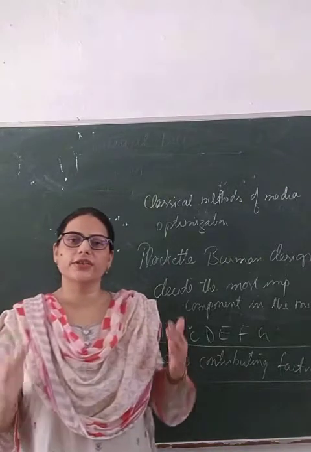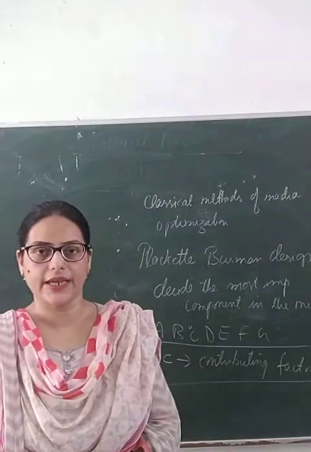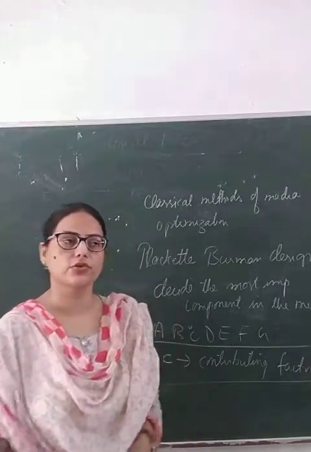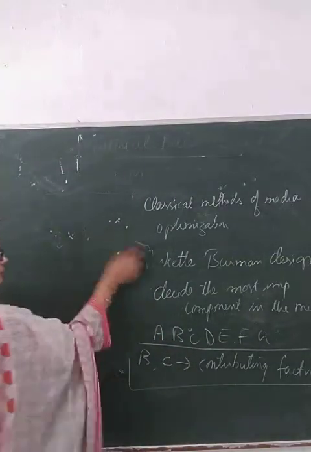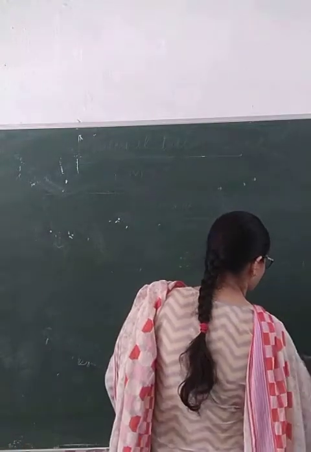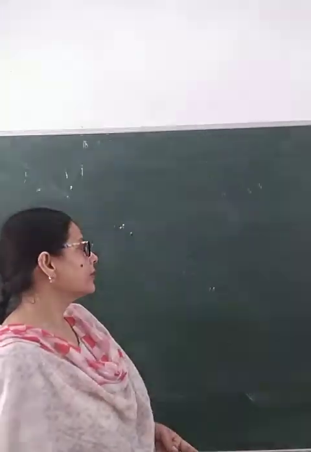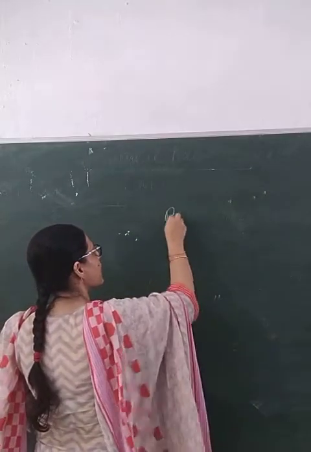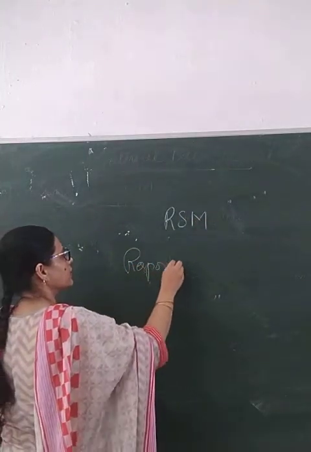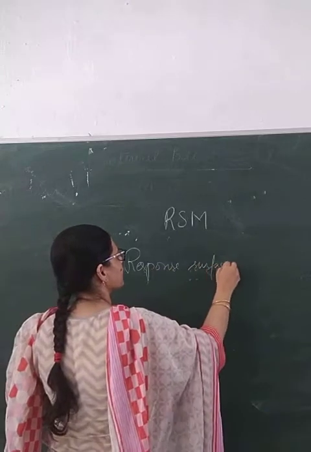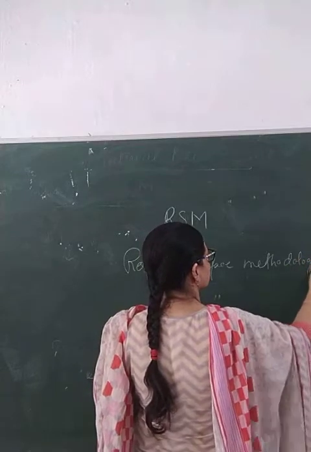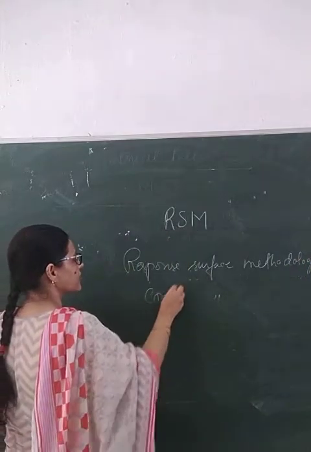Now, once we know which is the most important component, what is the next step? Yes, the next step is to decide what concentration we are going to take for these two components. So that can be done by a method called RSM, response surface methodology, or it is also known as contour plot.